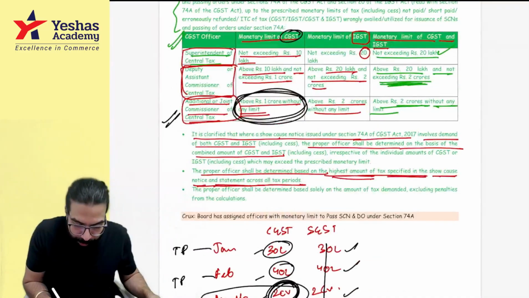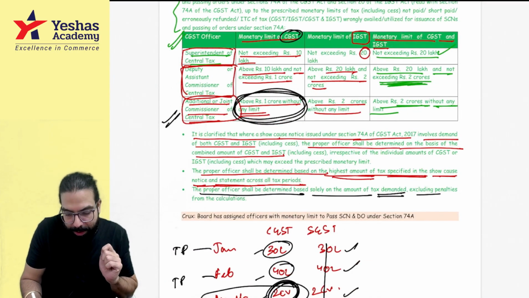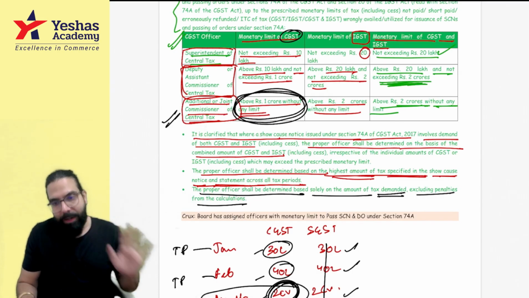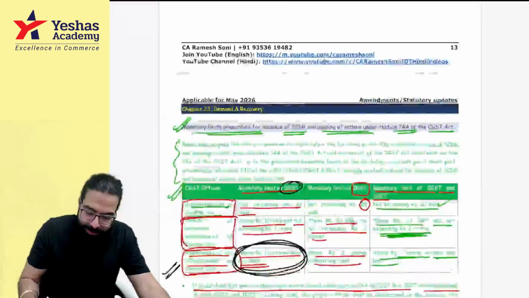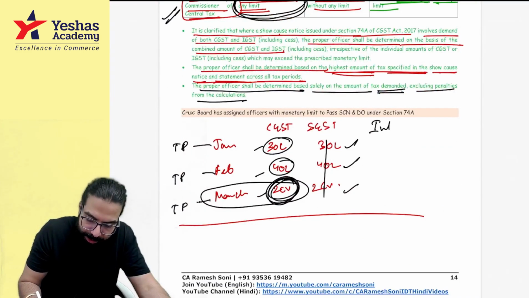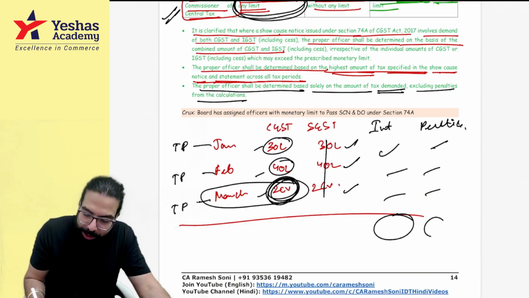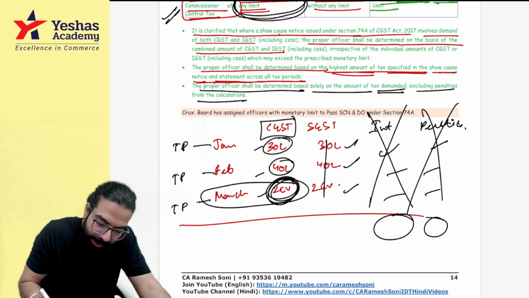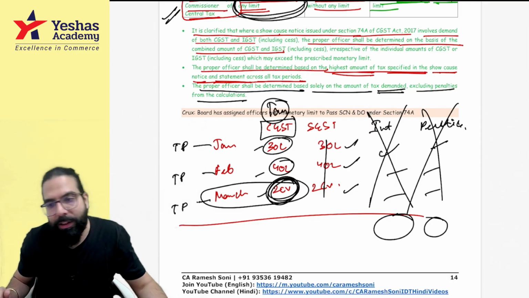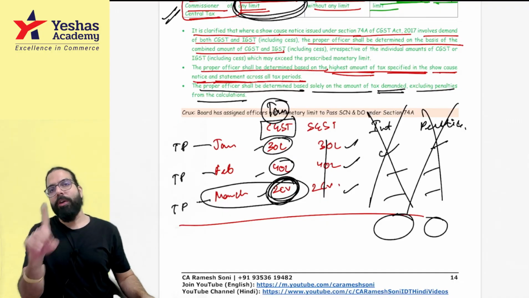Next one. The proper officer shall be determined solely on the amount of tax demanded, excluding any penalties, etc. For example, along with the CGST, they had also written interest and penalties. Never take interest and penalties amount. Always see the tax amount and then determine the officer. The officer is to be determined solely on the basis of tax, not interest and penalty.